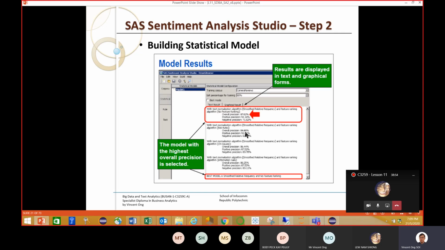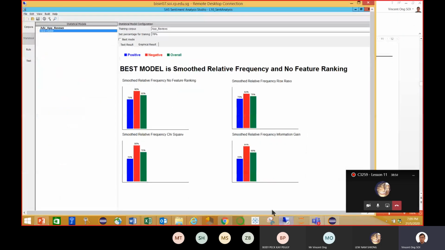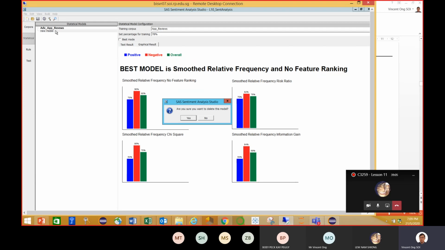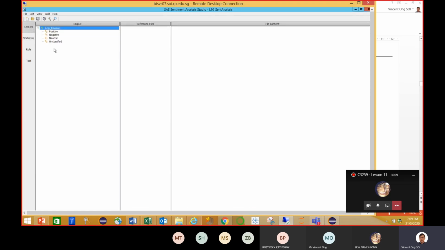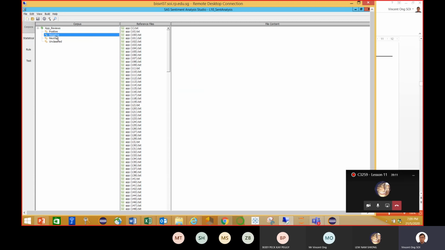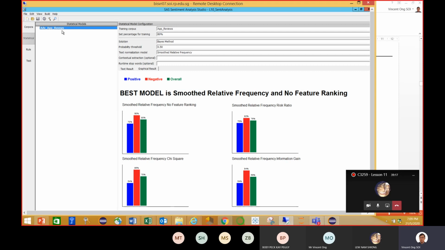So for example, let me see whether... okay, let me just delete this model. Yeah. So based on last week's example, right? Last week we had all these documents. So now if I run, okay, I've created this model. This is a model that I created last week.